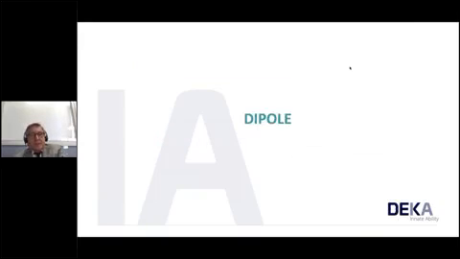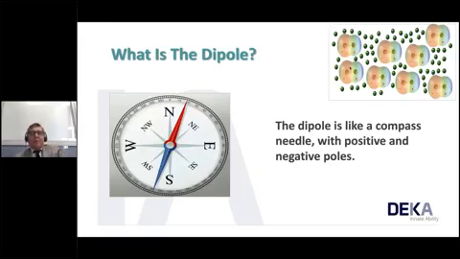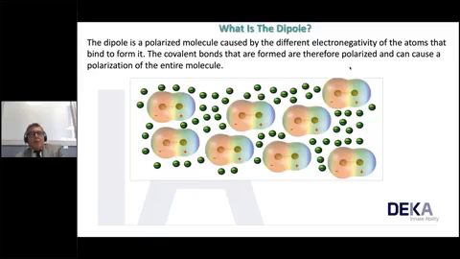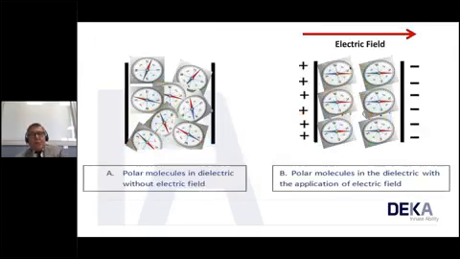Dipole. What does it mean? The dipole is like a compass needle with positive and negative poles. The dipole is a polarized molecule caused by the different electronegativity of the atoms that bind to form it. The covalent bonds that are formed are therefore polarized and can cause a polarization of the entire molecule. You see the difference of the polar molecules in a dielectric without an electric field and with an electric field. You see the molecules are oriented in the same direction as the field.